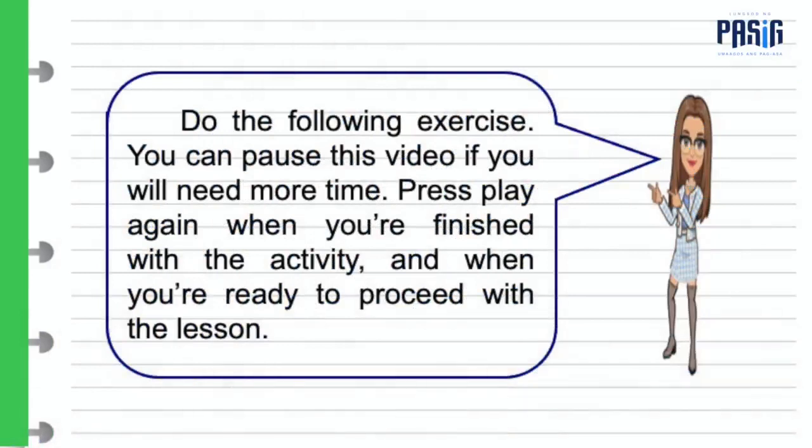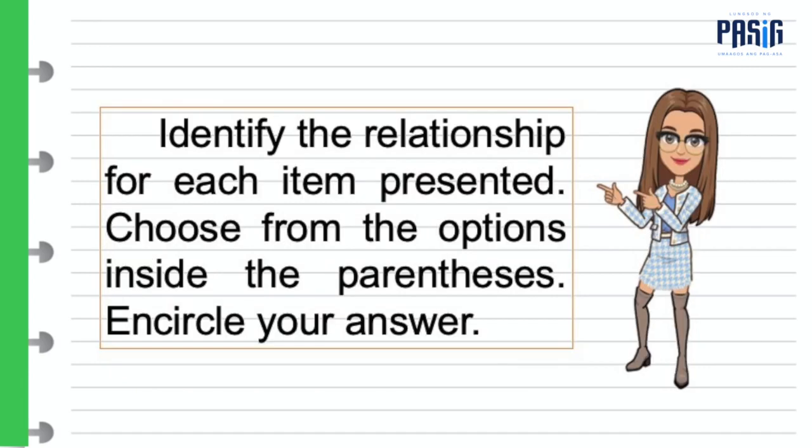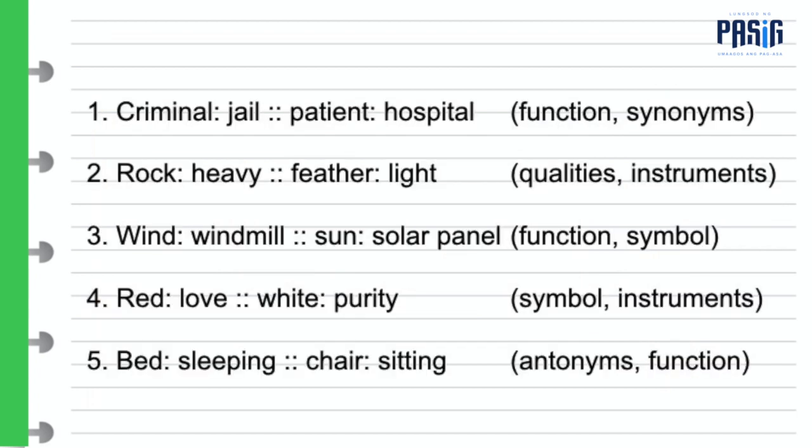For a start, do the following exercise. You can pause this video if you will need more time. Press play again when you've finished with the activity and when you are ready to proceed with the lesson. The following are pair of words. Identify the relationship for each item presented. Choose from the options inside the parentheses. Encircle your answer.